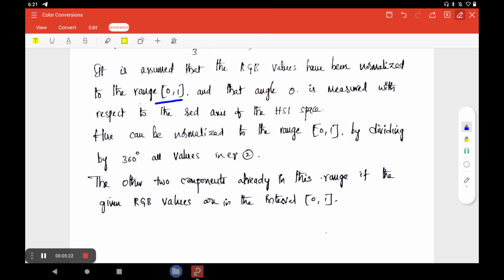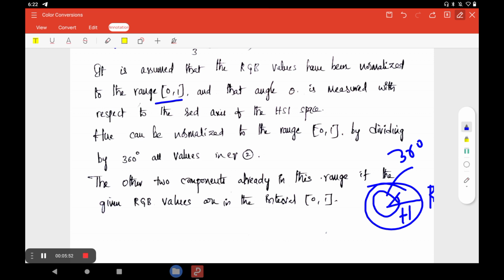So hue can be normalized in the range from 0 to 1 by dividing by 360 degrees all values in equation number 2. That means suppose you are taking a circular format, so it is nothing but the red axis. There is some point, and this angle made is H. So if you want to find the hue, you can take this value in this direction. The total angle is nothing but 360 degrees.